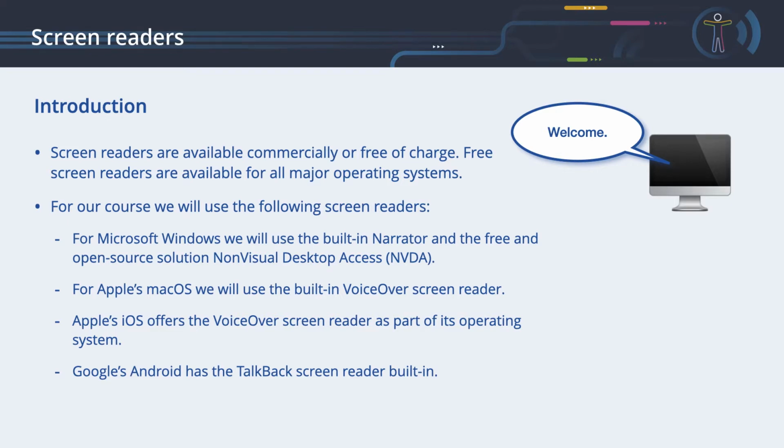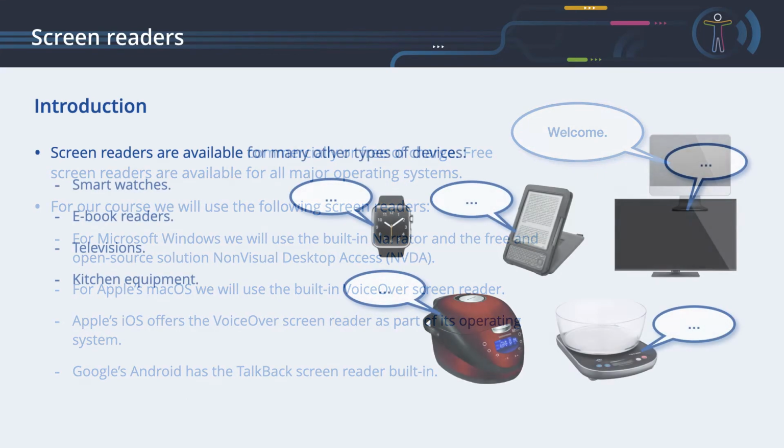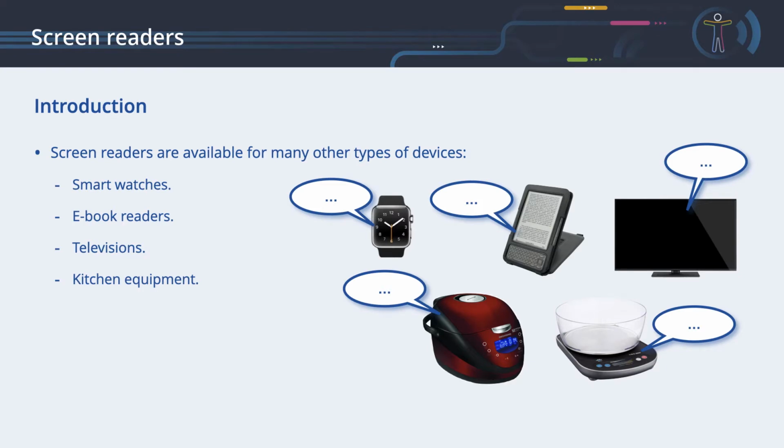For Microsoft Windows, we will use the built-in Narrator and the free and open-source solution Non-Visual Desktop Access, NVDA for short. For Apple's macOS, we will use the built-in VoiceOver screen reader. Apple's iOS offers the VoiceOver screen reader as part of its operating system. Google's Android has the TalkBack screen reader built in. Please note, even though we only describe solutions for personal computers and handheld devices here, screen readers are available for many other types of devices, such as smartwatches, e-book readers, televisions, kitchen equipment.